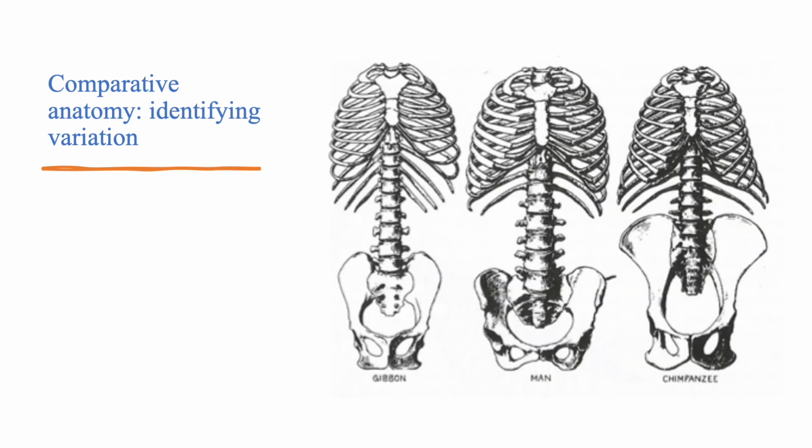Now, let's do this again, but with the axial skeleton and pelvis. Here, we have a gibbon, which is a type of lesser ape, a human, and a chimpanzee. Just like in the last example, I'm sure you all are noticing some differences between these 3 individuals right away.